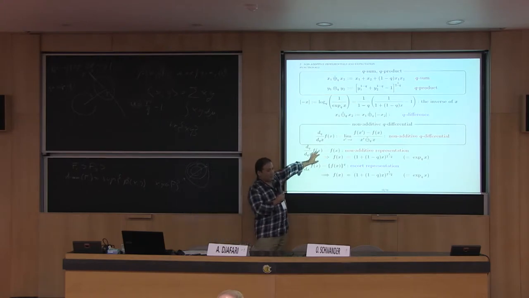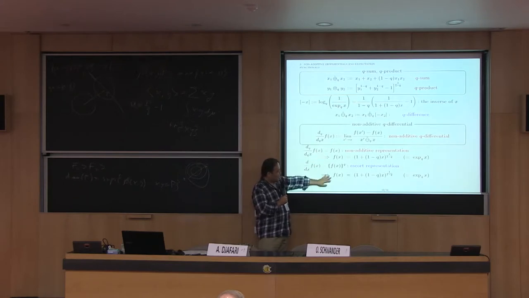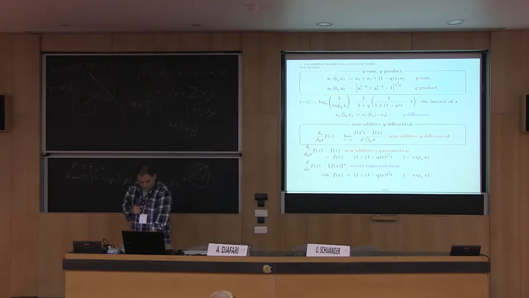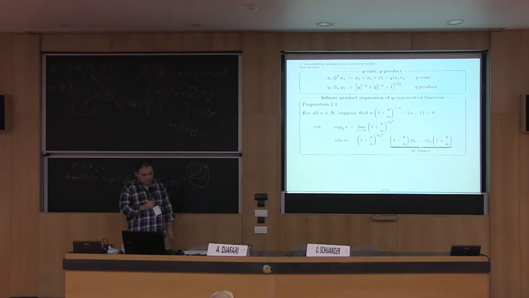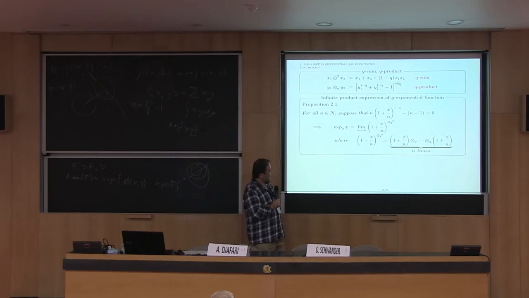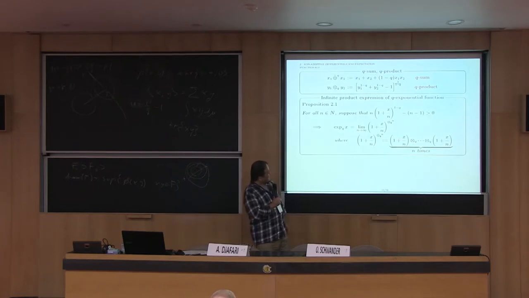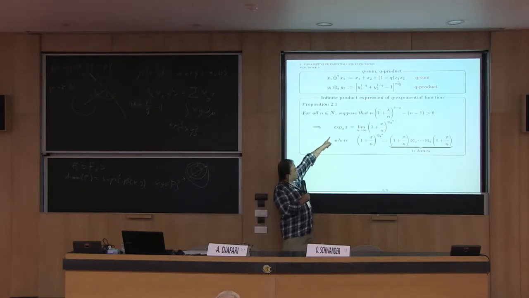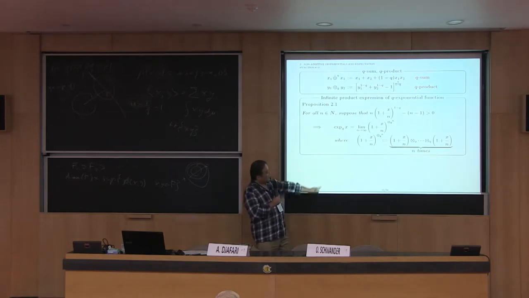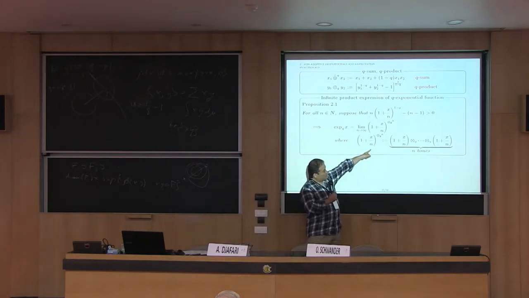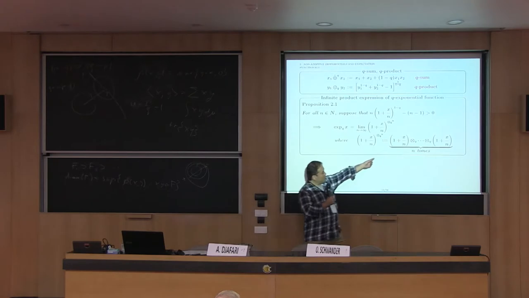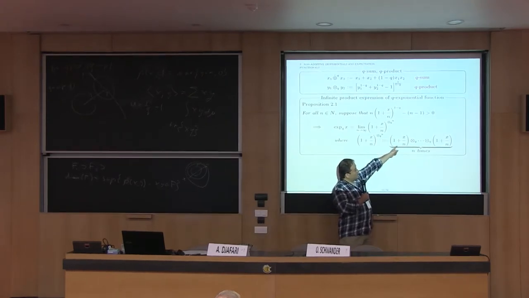So in this case, the base space is deformed. And in this case, the functional space is deformed. So this is another definition or property of Q exponential function. Under this assumption, this is a condition of well-definedness of Q exponential function. Then Q exponential function is the limit of this series. So just the product operator is deformed.